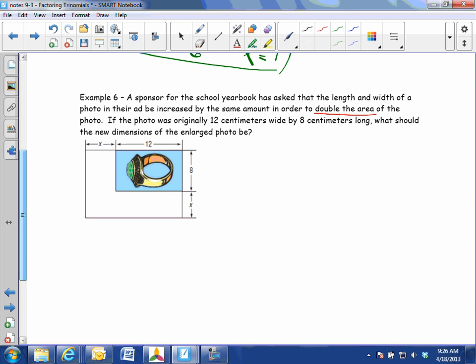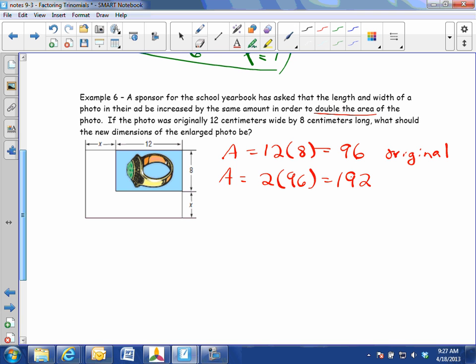So since they want to double the area, I want to first figure out the area of the original. How are we going to do that? 12 times 8, 96. So this would be the original area, and 192 would be double that. So we found the area of the old one. They want to double it, so we doubled the old area to find the new area. The new area is 192. Alright, everybody good so far?